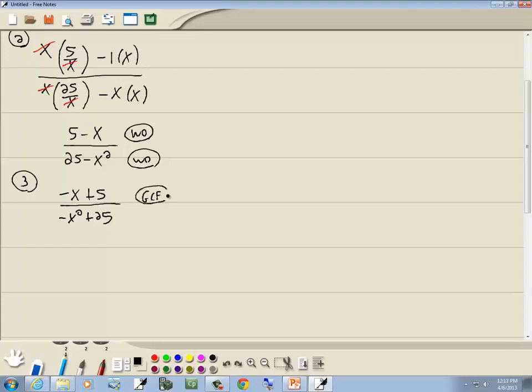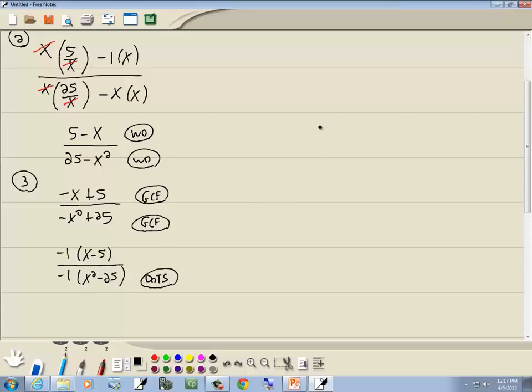Then both of them, GCF. They don't have anything in common, but I notice my first term is negative, so I factor out a negative 1. And that gives us x minus 5. And here I factor out a negative 1, and that gives us x squared minus 25. Well, the top part doesn't factor anymore, but the bottom part is difference of squares.